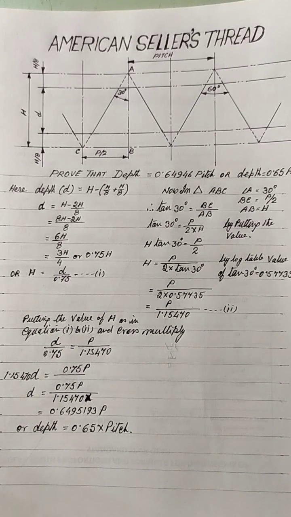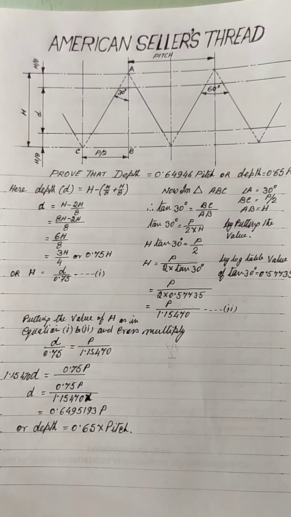This is American sailor's thread or Metric thread. What is the formula for depth of cut? Depth of cut is equal to 0.64946 into pitch, or 0.65 into pitch. Okay, so here also how this formula is derived, we will discuss about that.